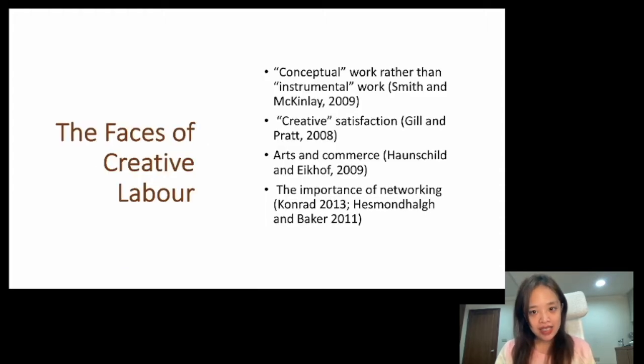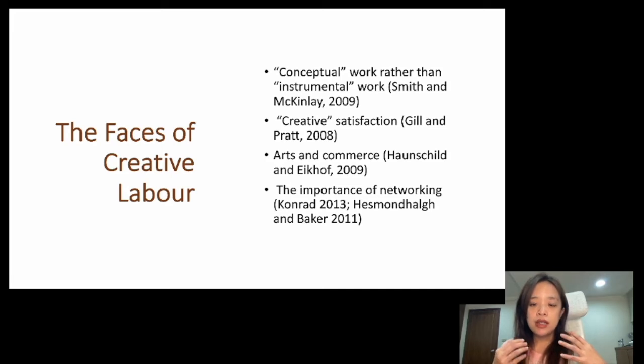So next, I would like to share with you how different scholars approach creative labor, not just the concept of it, but also their conditions, and the environment and circumstances that they face. It is widely referred to as conceptual work rather than instrumental work. And creative satisfaction is something a lot of scholars emphasize as well, saying that creative work comes with some kind of satisfaction that is special and unique.